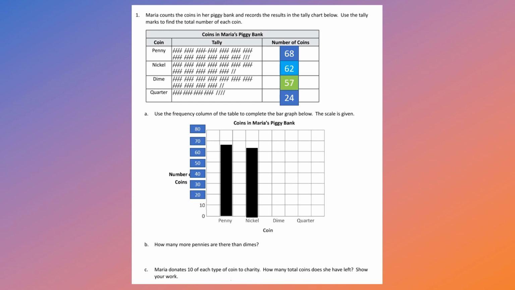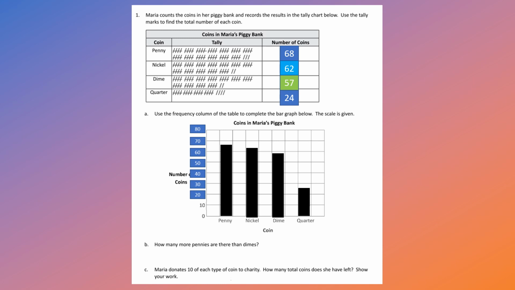See that? Now, are these bars that you're shading in going to be exact? No, they're estimates, okay? As long as they're realistic, then we're okay. Now for dimes, we have 57. So that means that your bar should be somewhere between 50 and 60. Again, realistic, okay? The 57 bar shouldn't be shaded up to 20. That doesn't make sense. And moving on to quarters, it's 24. So it should be somewhere between 24 and 30.